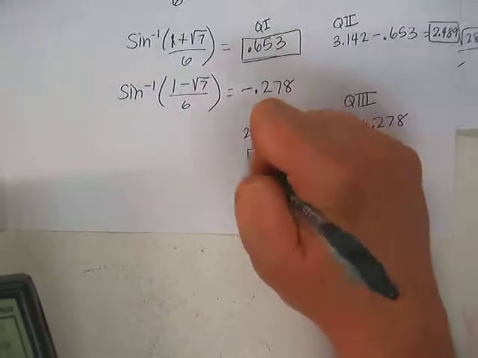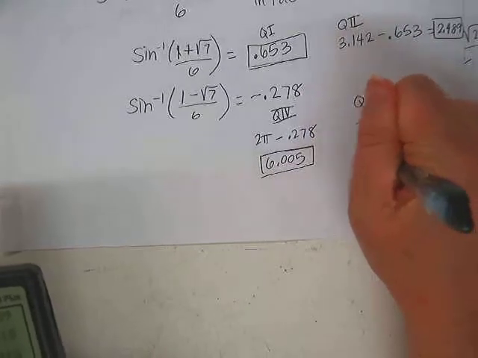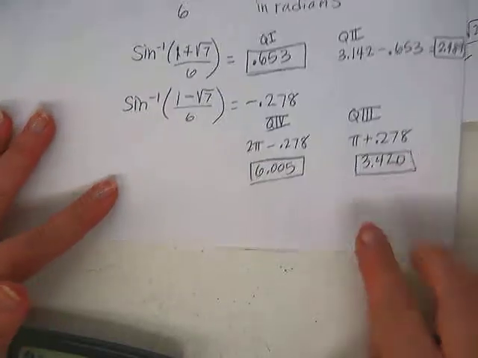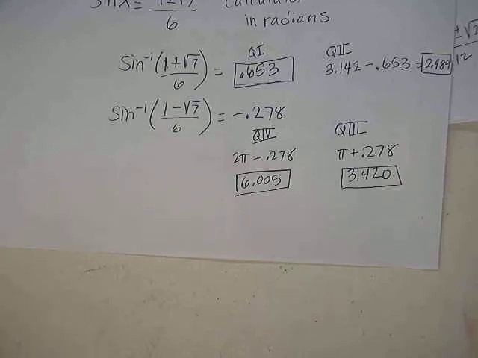So 3.14159 times 2 minus 0.278 gives us 6.005 on that one. And then we do 3.142 plus 0.278 is 3.420 if we're doing the same number of decimals. So that should be like your 4 answers, I think.